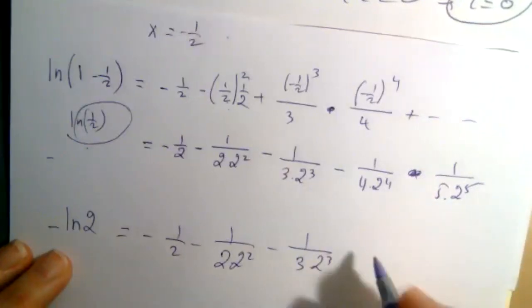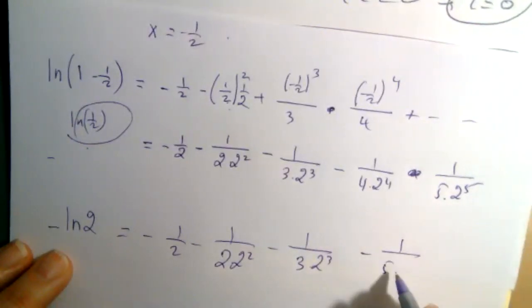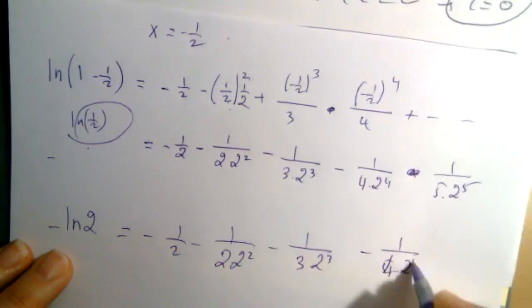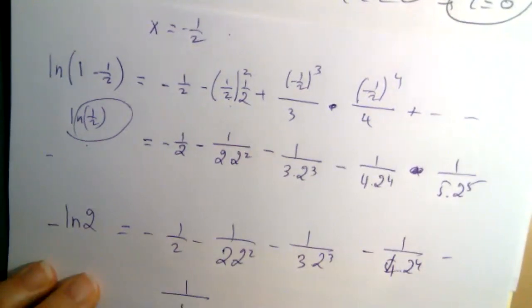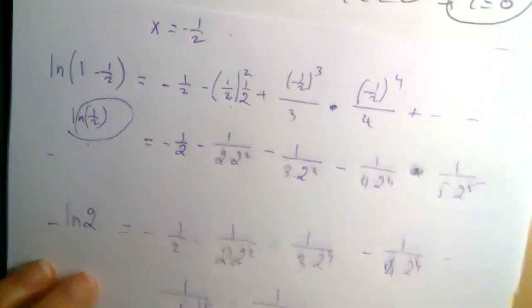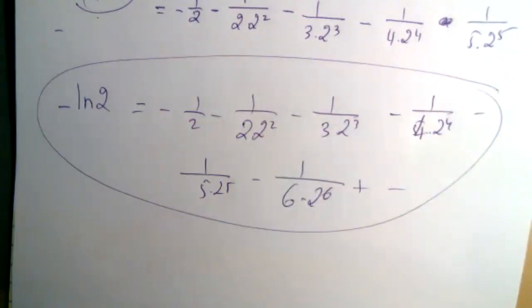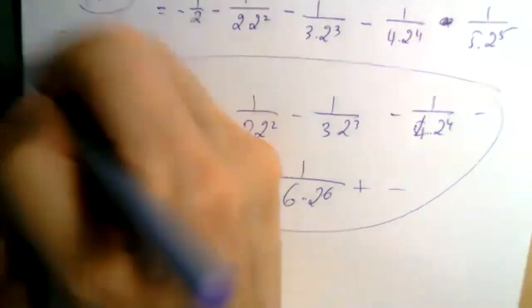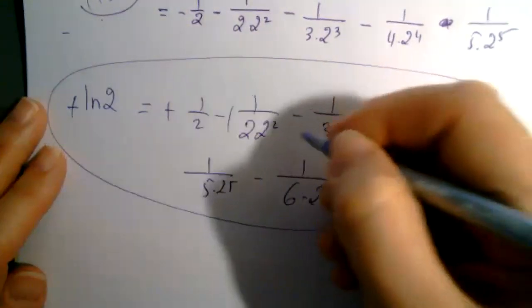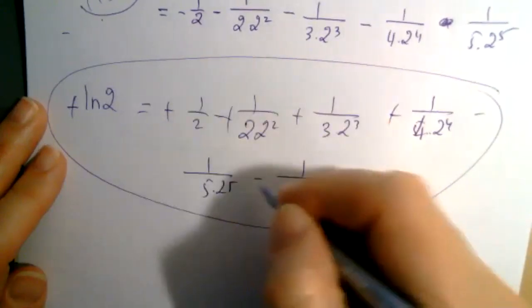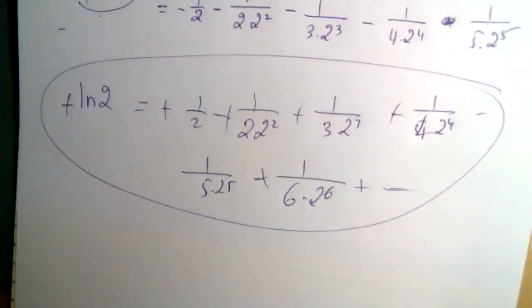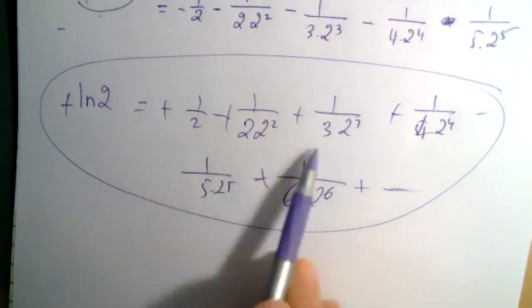If I add those terms, that's really what it's telling me. If I add those terms, I'm going to get plus etc. I'm going to get minus ln of 2. Now, if I might add them, it means ln of 2 is given by this sum.